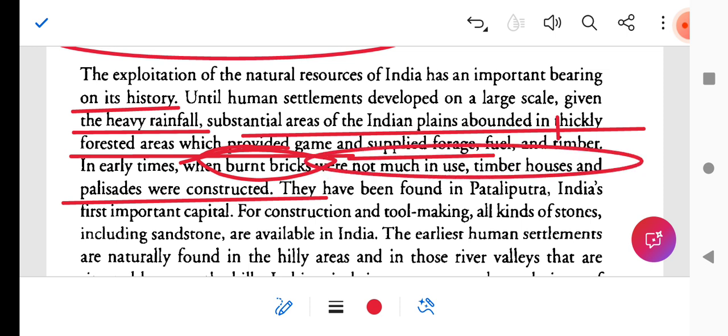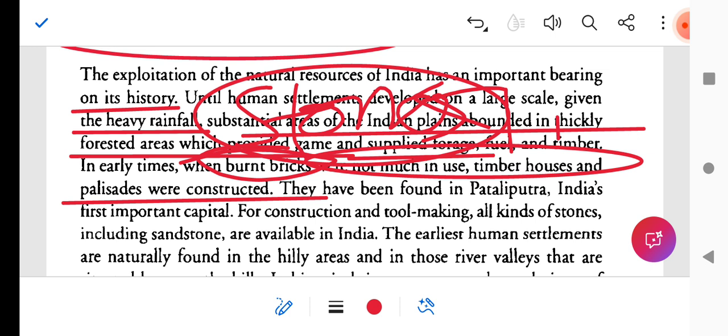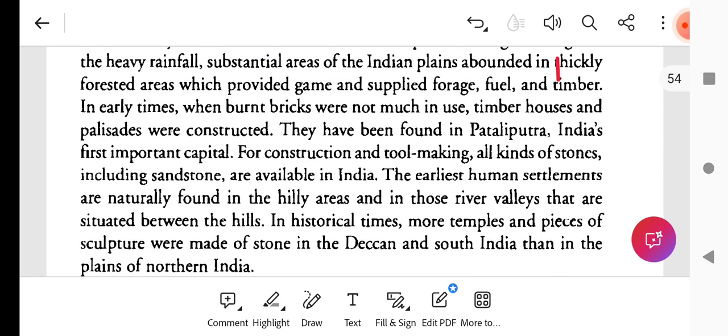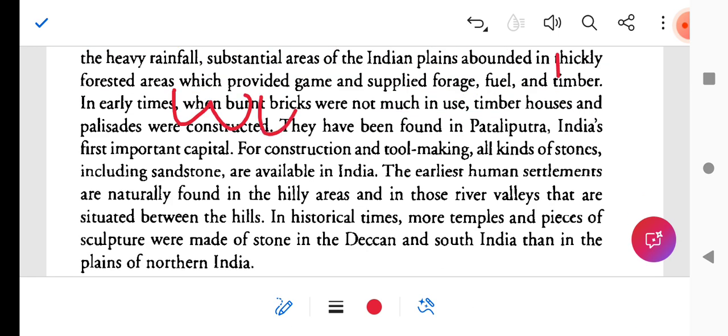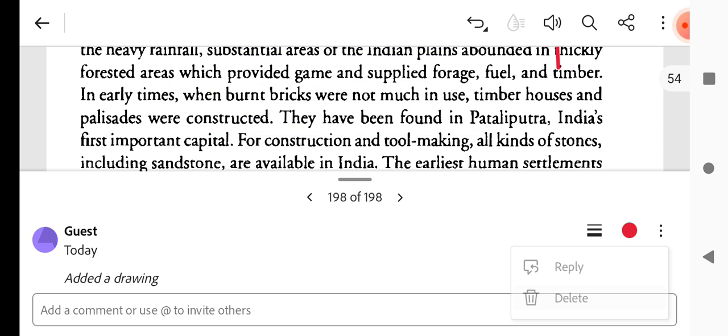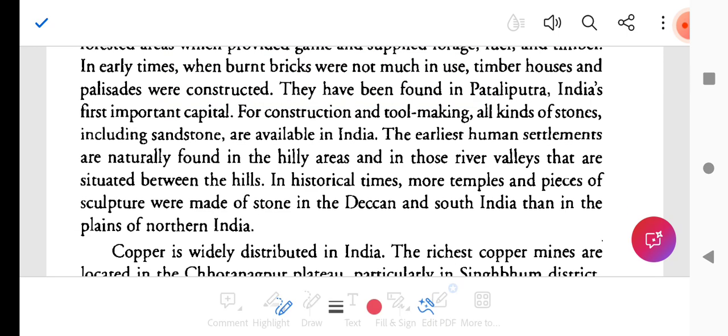Stone tools were used in the early Mauryan period, such as during the reign of Chandragupta Maurya. Stones were frequently used, and after Chandragupta Maurya, when it comes to the Ashoka period, most of the wooden architecture was used. Wooden goods were used during the Ashokan period. They have been found in Patliputra, India's first important capital.